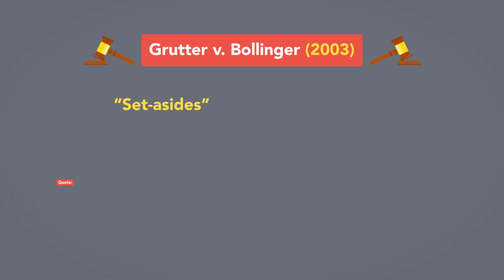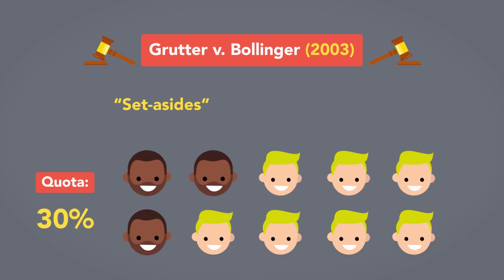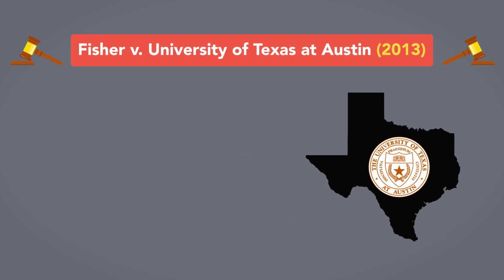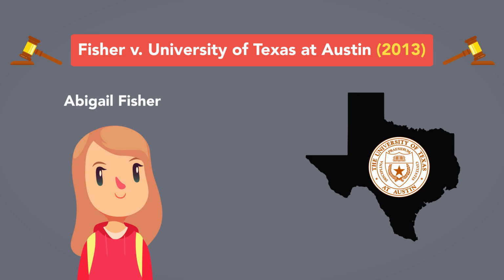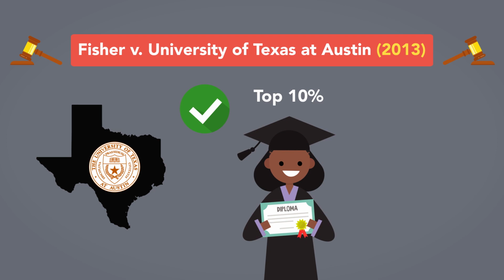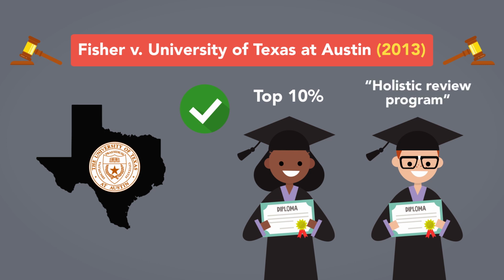On the other hand, set-asides or quotas that mandate that a specific percentage of a class or workforce must be set aside for minorities have been ruled unconstitutional. Another Texas affirmative action program came up for review in Fisher versus the University of Texas at Austin. In 2008, the university denied Abigail Fisher, a Caucasian female, admission after it had adopted a race-conscious admissions program. The university's program granted automatic admission to all students in the top 10% of their class at high school. Remaining applicants were reviewed under a holistic review program, which considers race among other factors.